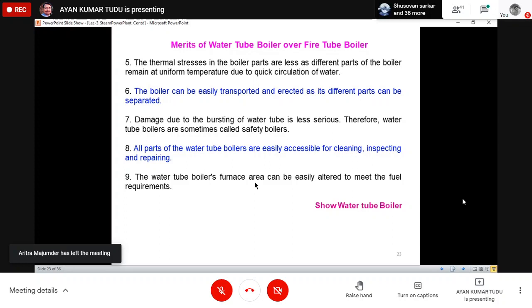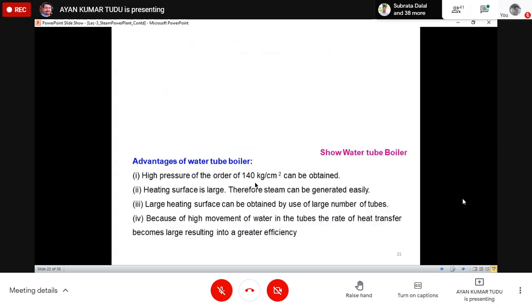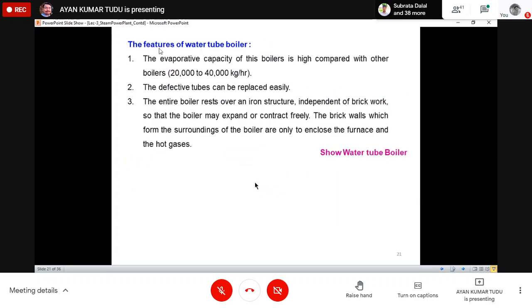Heat produced by water tube boiler will be less than fire tube boiler? No, that's also not the case. We have stated that the evaporative capacity of this boiler is high. I think I talked about it in the features. So if the evaporative capacity is high, how can the heat produced be less? Heat produced is much more compared to our fire tube boilers.